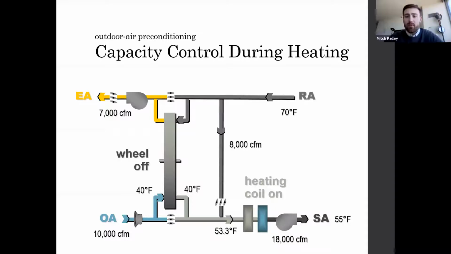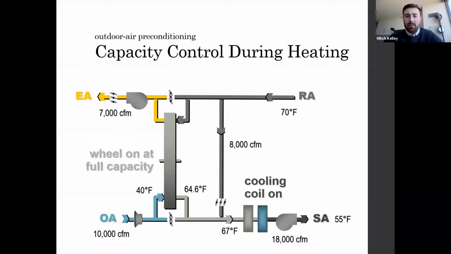At this condition, the outdoor dry bulb temperature is 40 degrees, and the supply airflow of the VAV system is 18,000 CFM. If the wheel was turned off, the mixed air temperature would be about 53 degrees. This would require the heating coil to operate in order to heat the mixed air to the desired 55. Operating the wheel at full capacity, however, would heat the entering outdoor air to 64.6 and would result in the mixed air being overheated to 67 degrees.